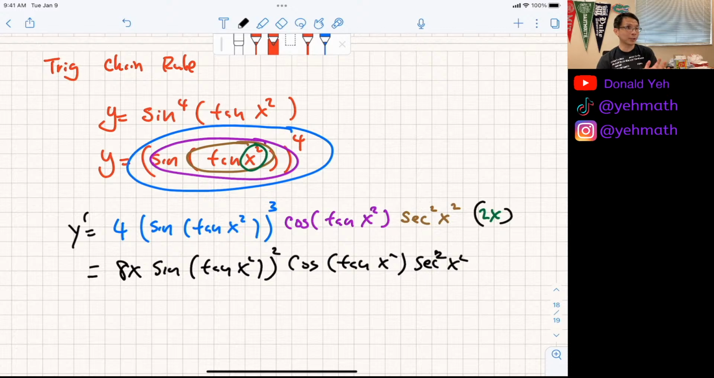Now the hardest part is when I draw the bubbles: outside, inside, inside, inside. I have a different color code, so make sure that it's easier for you to understand.